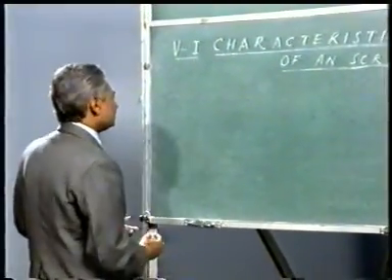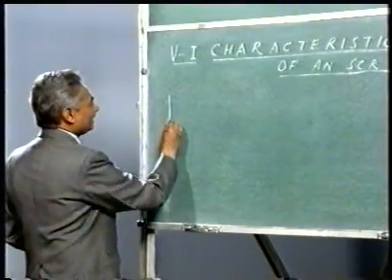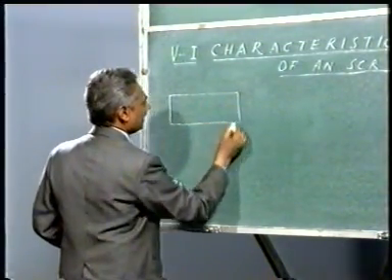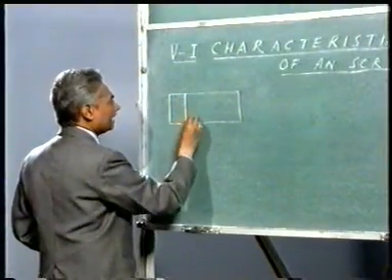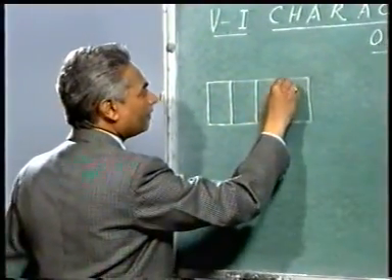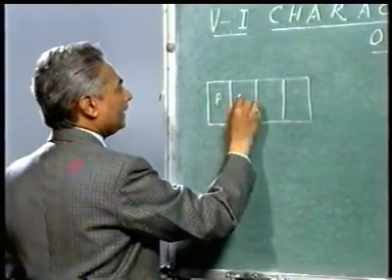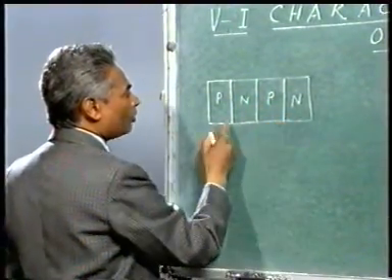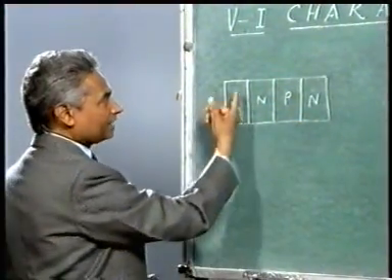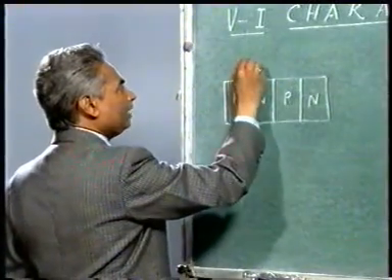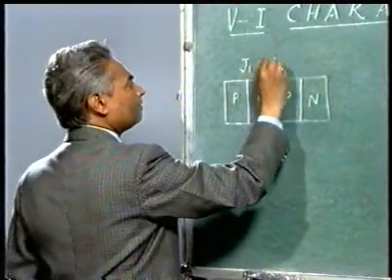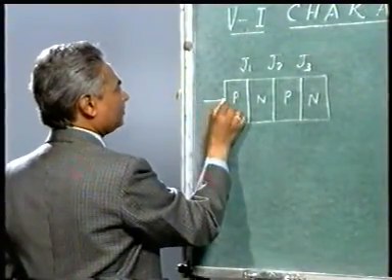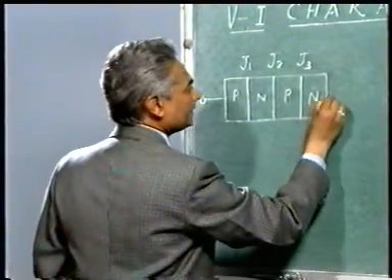You all know that an SCR is a 4-layer semiconductor device, and we can draw the layer diagram like this: P, N, P and N. So how many junctions are there? Of course there are 3 junctions, 1, 2, 3, and we name them J1, J2, J3, and there are 3 terminals coming out like this.